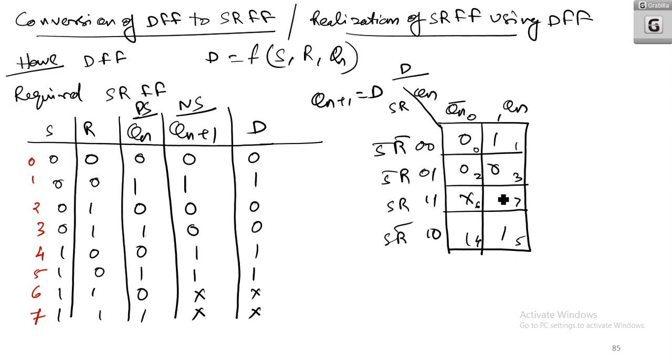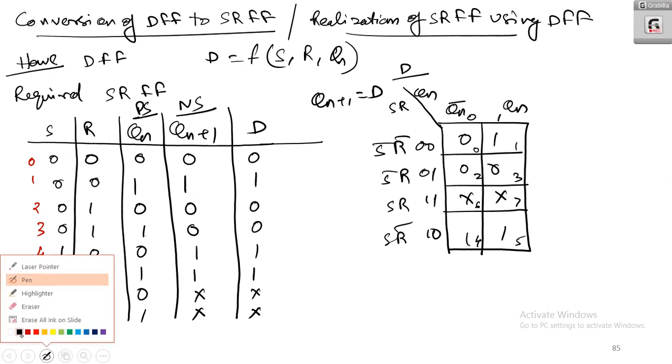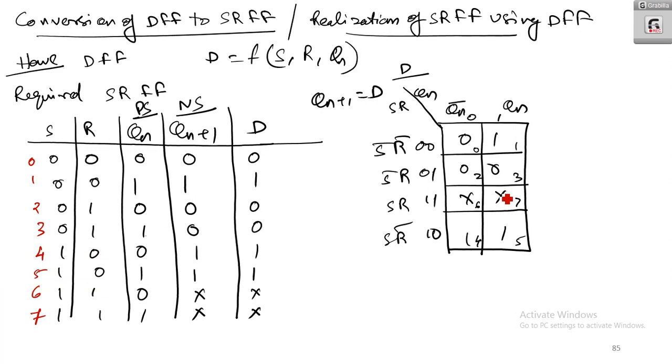So here you can do it in two ways. Here we can club these two. First of all, you can club this as a quad. So what will you get? You will get S. Then you can club this one and this one. Clubbing that, what will you get? This is R bar Qn. Therefore, we can write the expression for D.